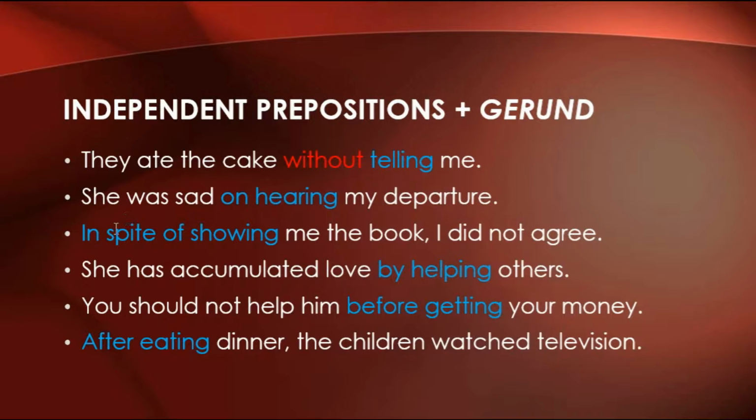My third example here is in spite of, right? The whole thing is a preposition in this case, right? In spite of, then I have the gerund showing. It comes from the verb show. Then you add ing to it. It becomes the gerund form of the verb, and then it's called a prepositional phrase with the preposition combined to it. So in spite of showing me the book, I did not agree, right? In spite of usually creates a phrase, so it doesn't really stand alone in the sentence. So that's why we have another part of it to make sense of it.